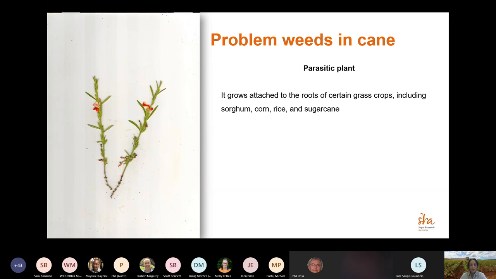The witchweed species rank as some of the worst agricultural weeds in the world. As I said, in Australia, in sugarcane, we don't really have a problem. We have one native witchweed, Striga parviflora, which we very rarely see in the paddock. I've never encountered one yet. All the other witchweed species are exotic and they are prohibited by the Biosecurity Queensland Act.